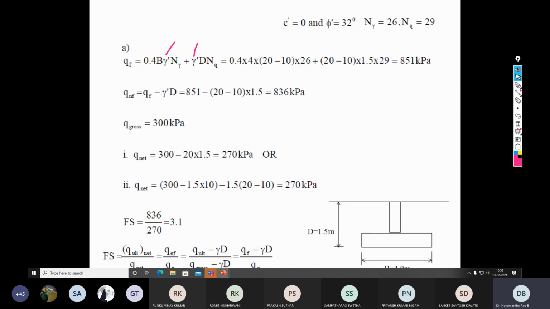Excuse me, sir. In the above equation you have written QNF is equal to QF minus gamma dash D. But in the factor of safety, do we have to use gamma D or gamma dash D? In the final expression it should be QF minus gamma dash D, no? No, here it has been taken care of. Look, QNF is QF minus gamma dash D. It is shown already here in both the cases.